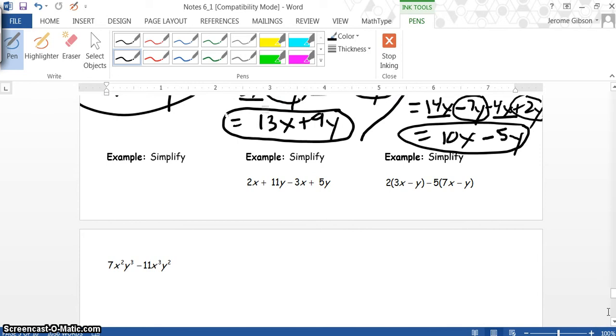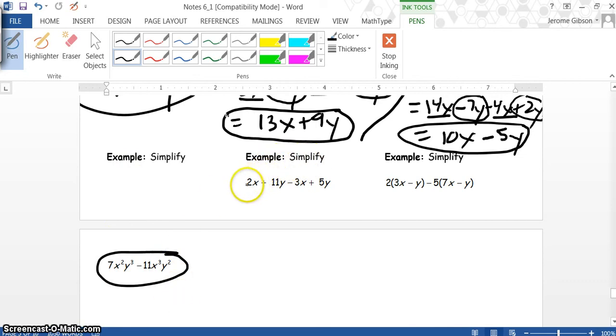Now, if you notice, this has been pushed down a little bit, but on your notes it should be fine. We want to simplify this. If you look here, they have the same variables, but the variables don't have the same exponent. So this is simplified.